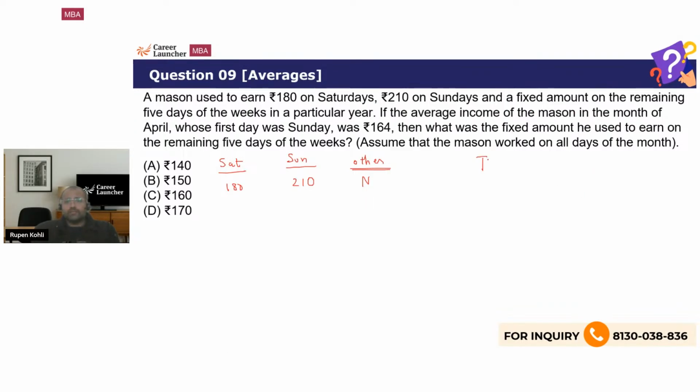What is the total income? Average is given, number of days is given because it's in April. April is 30 days. January, February, March, April, right? So total days is 30.